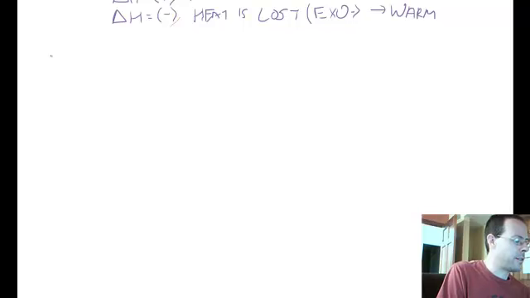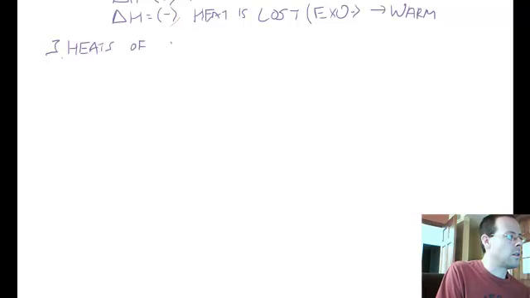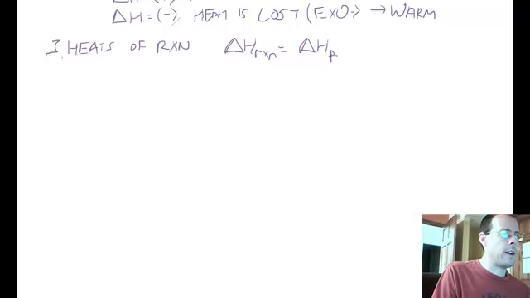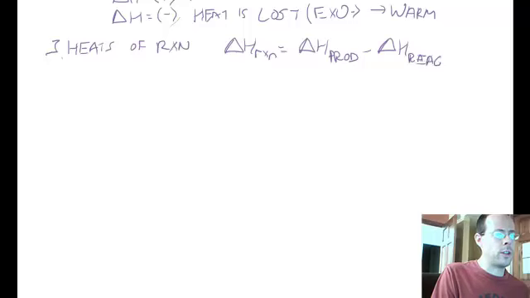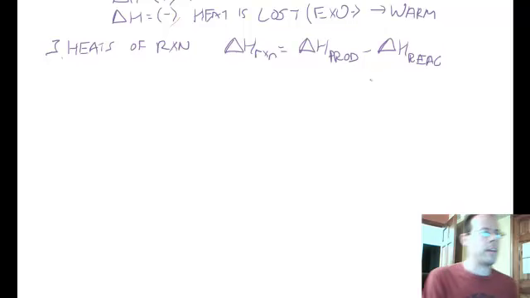Next thing, heats of reaction. These are delta H of reaction equals delta H of products minus delta H of reactants. Okay? Which is still the whole final minus initial idea. What do we finally end with in a chemical reaction? Products. What do we begin with? Reactants. So that is still final minus initial.